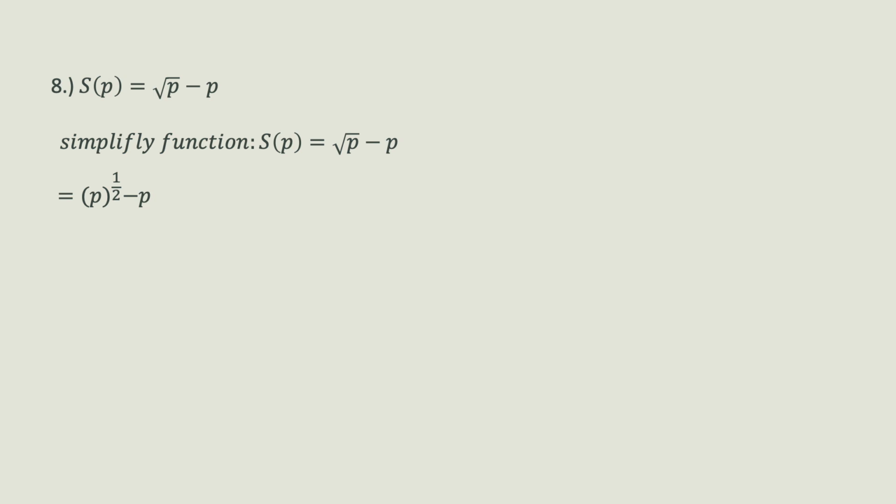So now we take the derivative d dp of p to the power of 1 over 2 minus p. Taking the derivative, we use the power rule as used in our previous problem, number 7, and we have 1 over 2 p to the power of negative 1 over 2, minus 1. We simplify, and we end up having 1 over 2 square root of p minus 1. I hope that was easy to understand.